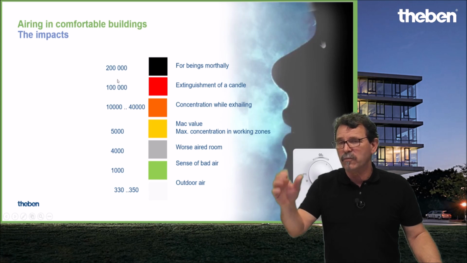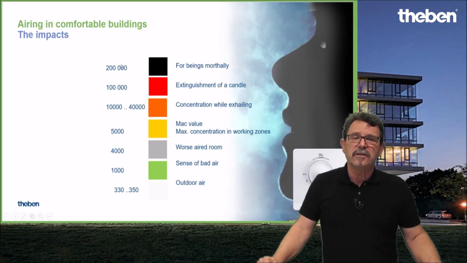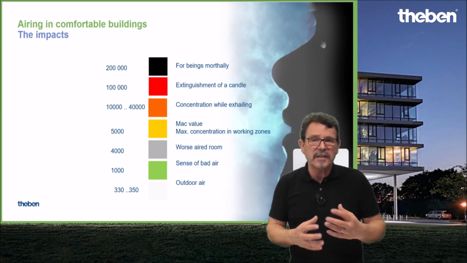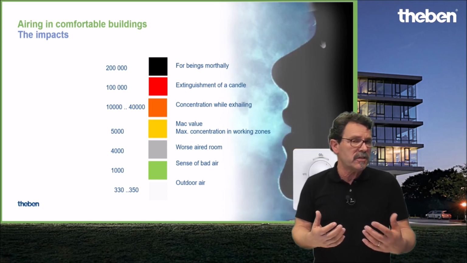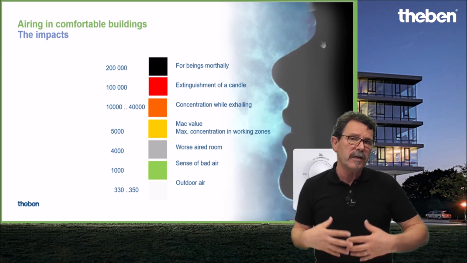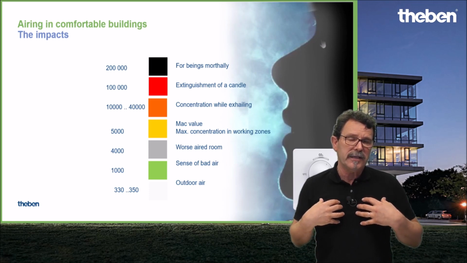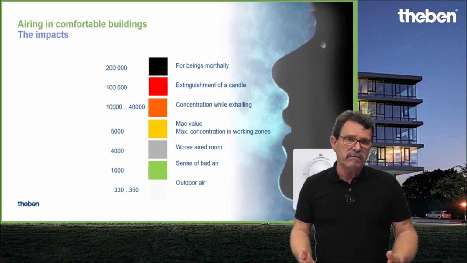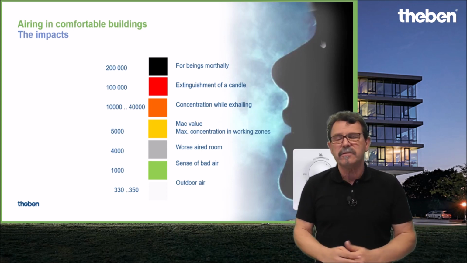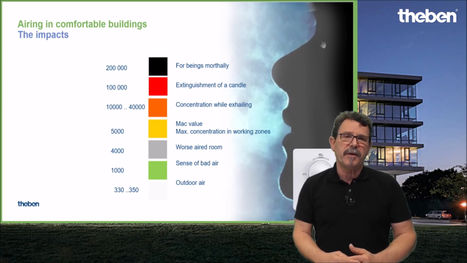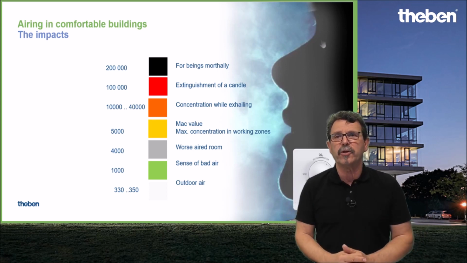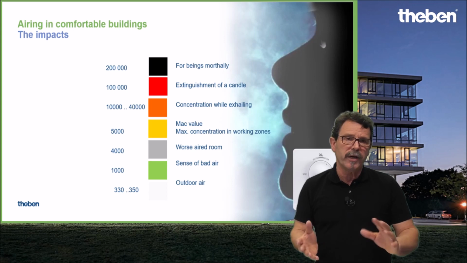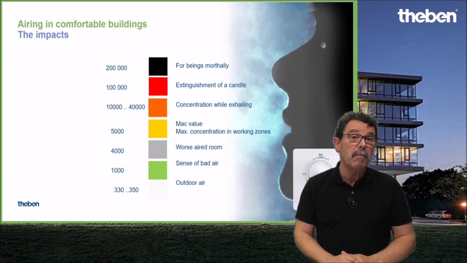Just to share some values we have here, so that you can have a feeling for what parts per million, this CO2 value, means. If I breathe in fresh air, it's about 400 ppm, so fresh air from the outside or outdoor. If I exhale, it depends on my lung size, for instance, how strong my body work finally is, it can be between 10,000 and 40,000 ppm per person.